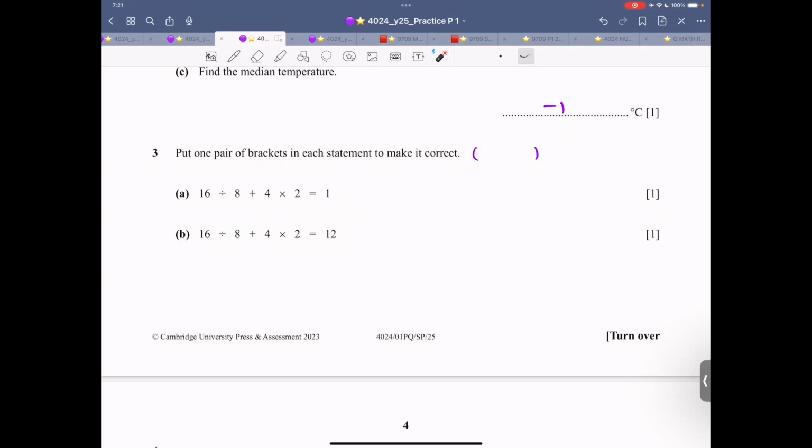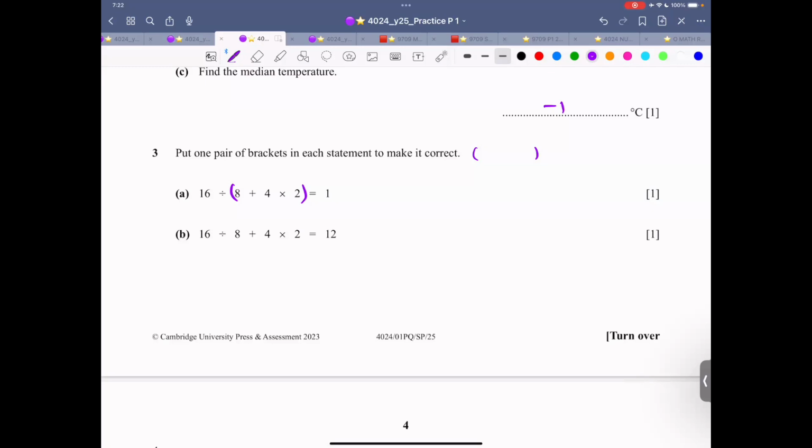Now over here, if I need a 1 over here, 8 plus 4 is 12. But over here, there is multiplication. So 4 into 2 would work first, even if there is no bracket. So 4 into 2 is 8. 8 plus 8 is 16. This 16 divided by 16 will give me 1. So therefore, the bracket goes over here. Double check.